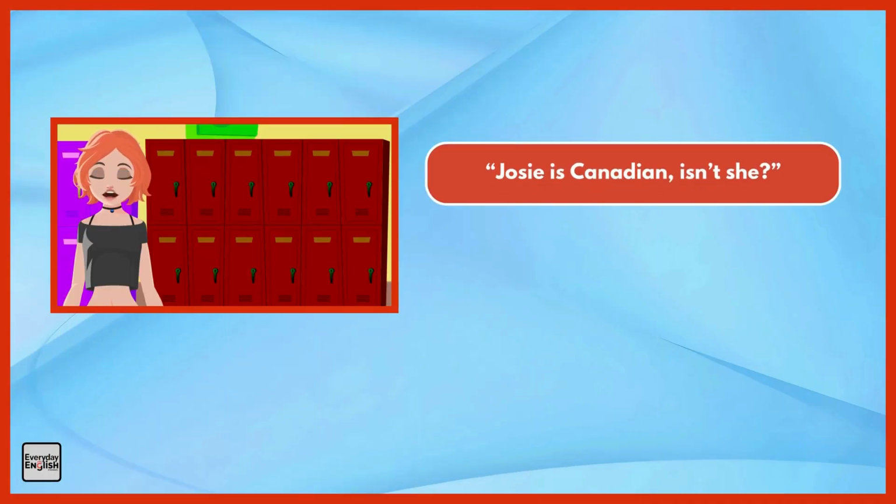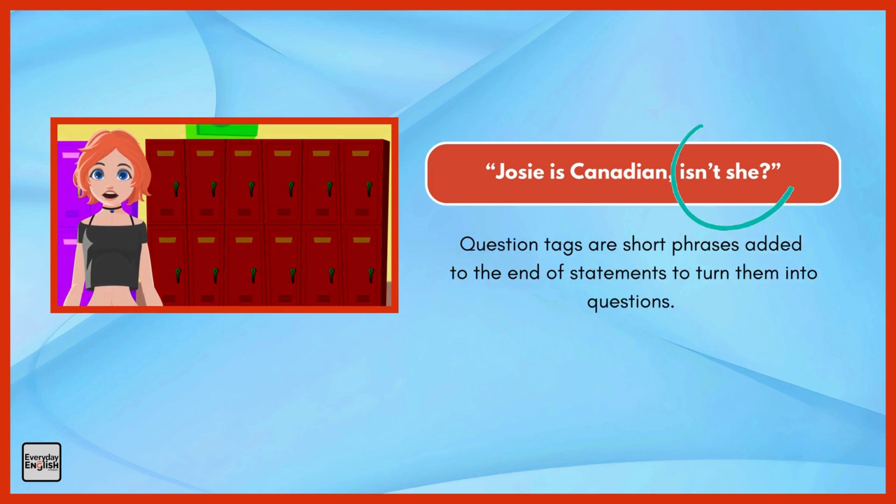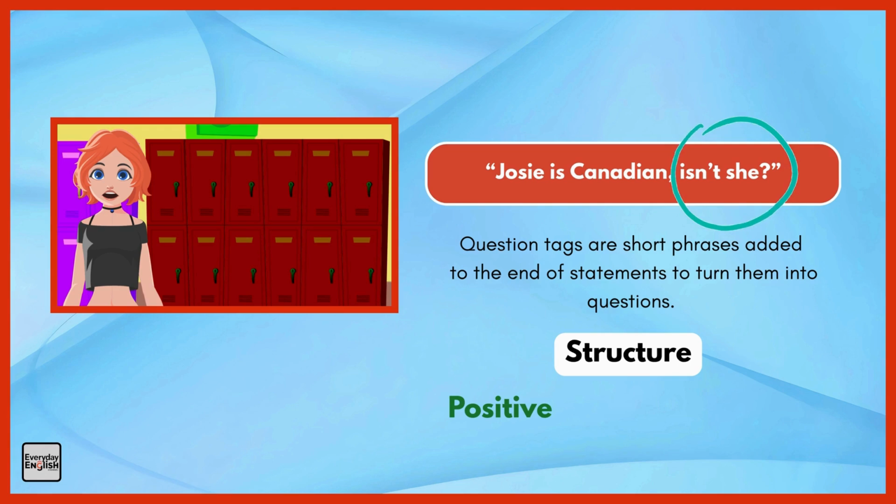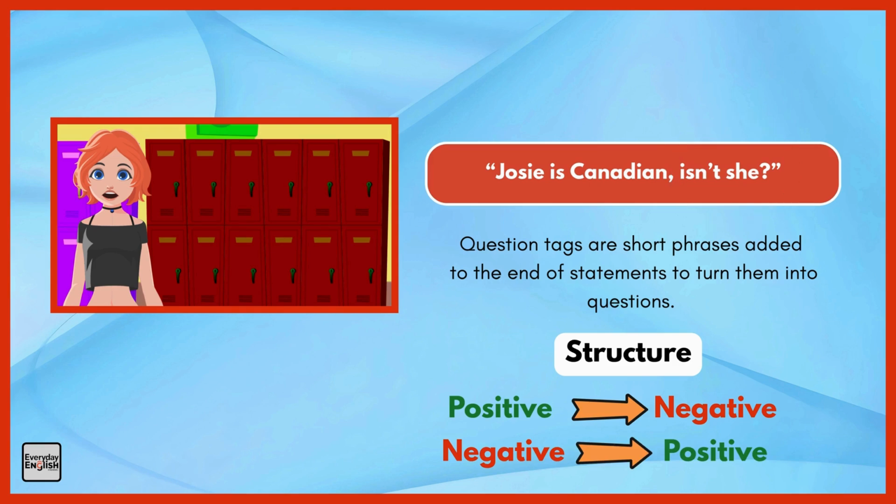Josie is Canadian, isn't she? Question tags are short phrases added to the end of statements to turn them into questions. They are often used to confirm information. Structure: if the main sentence is positive, the question tag is usually negative. If the main sentence is negative, the question tag is typically positive.